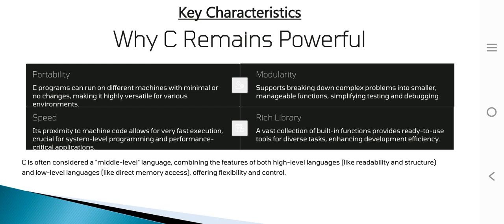So this slide highlights the key characteristics of C. C is a portable programming language that can run on different machines with very few changes. It supports modularity, allowing a complex problem to be broken into smaller functions. It is very fast because it is close to machine code, and it provides a rich library of built-in functions. For this reason, C is considered a middle-level language that combines the features of both high-level as well as low-level programming languages. Now let us move to understand the structure of a C program.